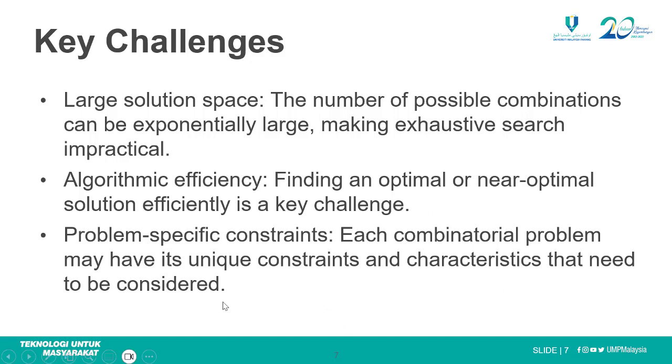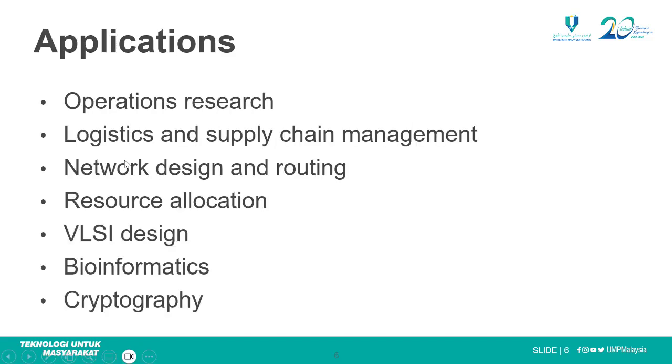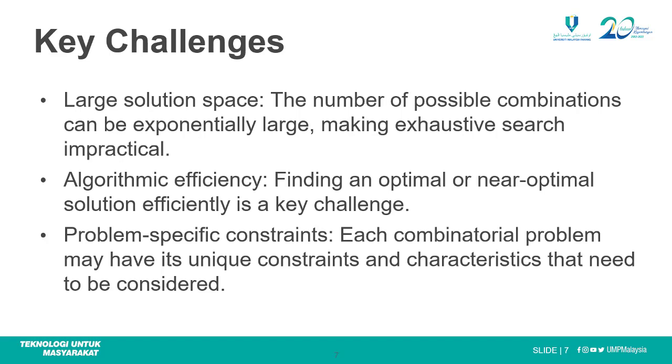And problem specific constraints: each combinatorial problem may have its unique constraints and characteristics that need to be considered. So of course, each problem has its own constraints. Maybe in terms of logistics and supply chain management for vehicle routing, it has a certain time window whereby the collection and also delivery must be conducted within a certain time. In production line or assembly line balancing, maybe the most crucial constraint is the sequence or the precedence of the assembly process. So we cannot conduct an assembly that has a precedence constraint before the preceding process is completed. So these are some of the constraints that we need to consider in a combinatorial optimization problem.